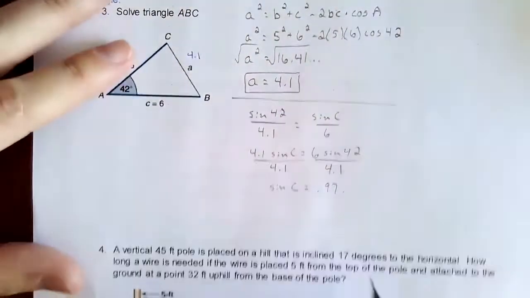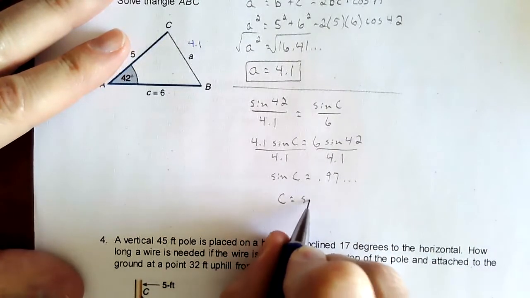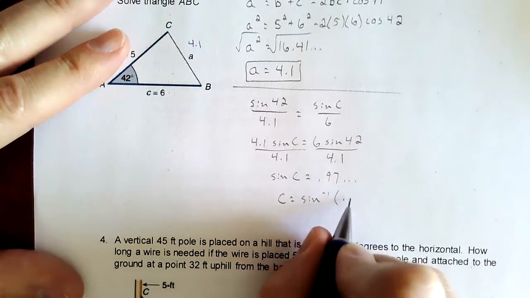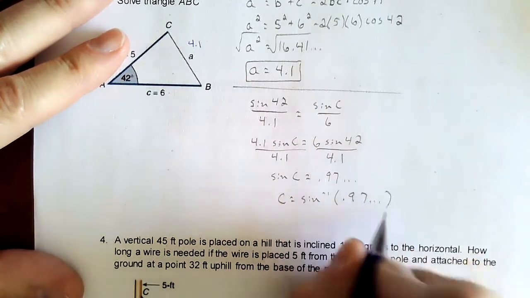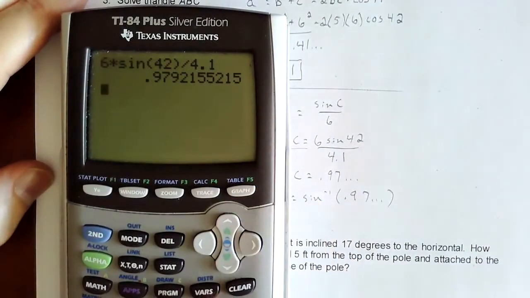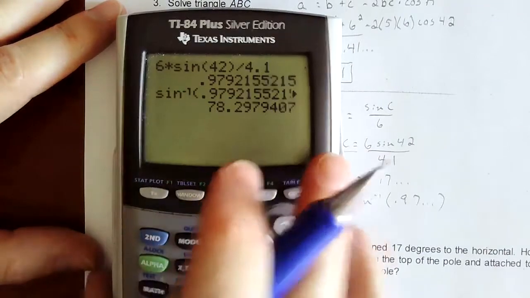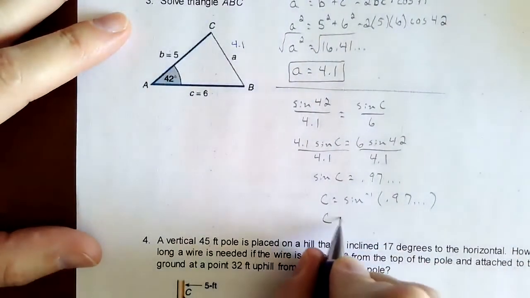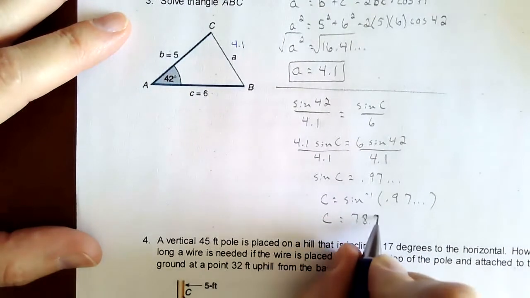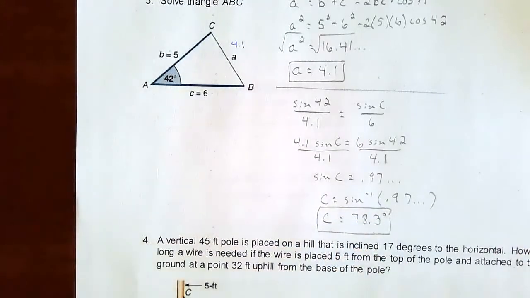All right, so the last thing I need to do is to figure out what C is. I'm going to do the inverse sine of that decimal, but I'm going to do the inverse sine of all of it. Okay, I want to keep it as accurate as possible. So inverse sine of that is going to get me my angle. So we got 78.3. So C is 78.3 degrees. And then I'm going to put that on the picture and see what we've got.